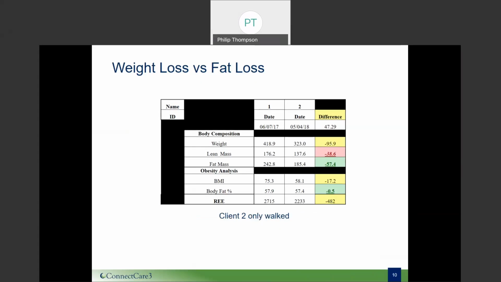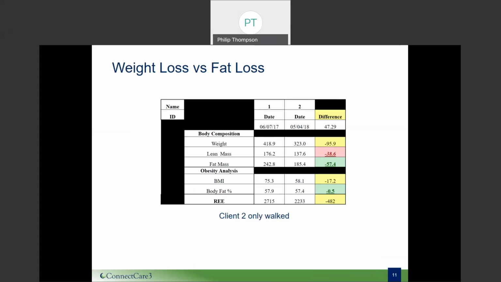The other side of the coin, this person only walked. They're only willing to walk. I told them all the information. I couldn't force anyone. That's not what I was there to do. I was just there to give them as much information as possible. So this individual, a little less than a year, lost almost 100 pounds. You see they lost 96 pounds.